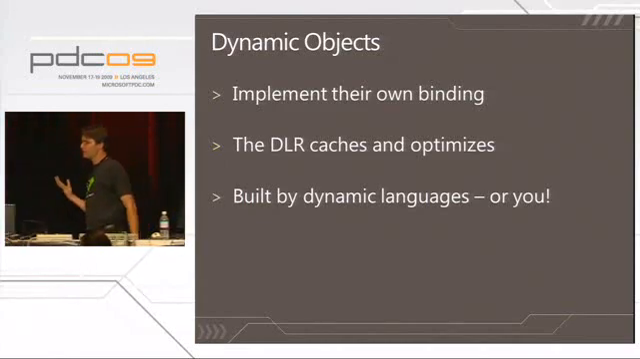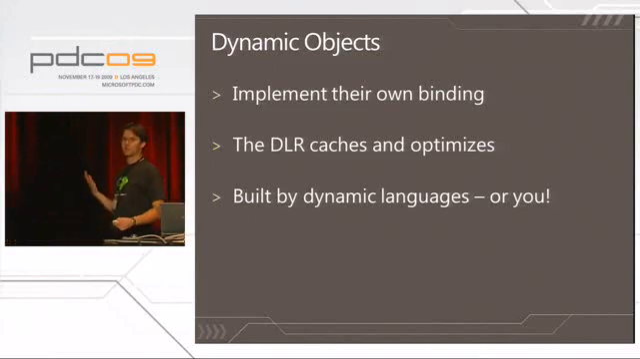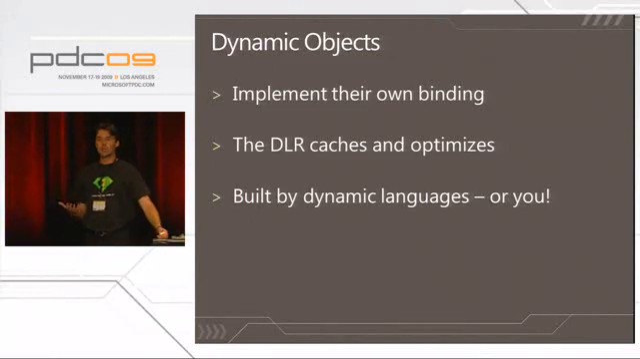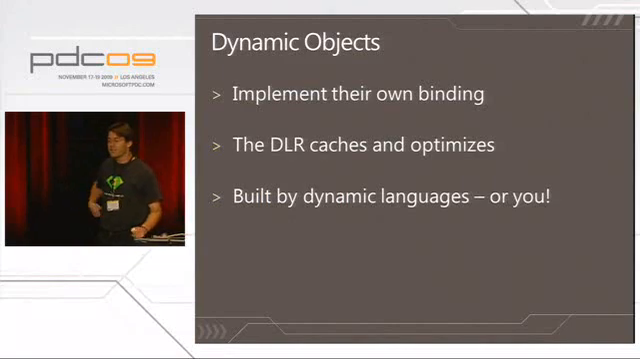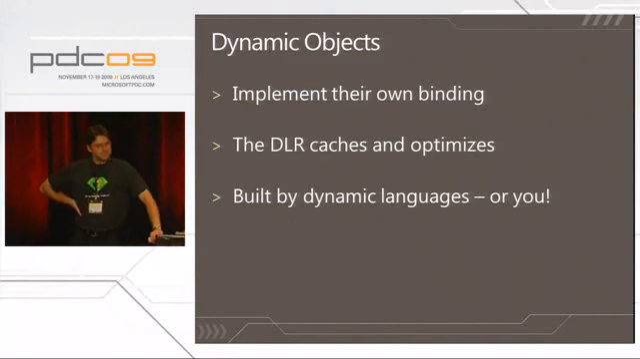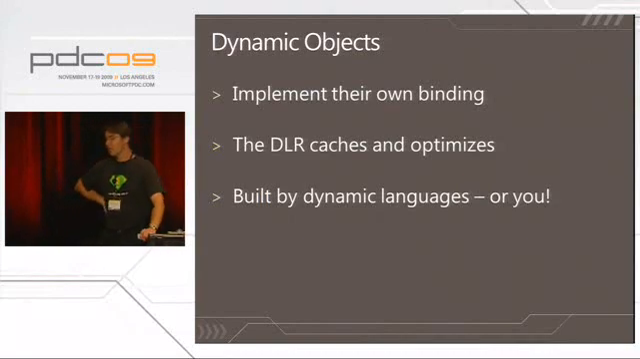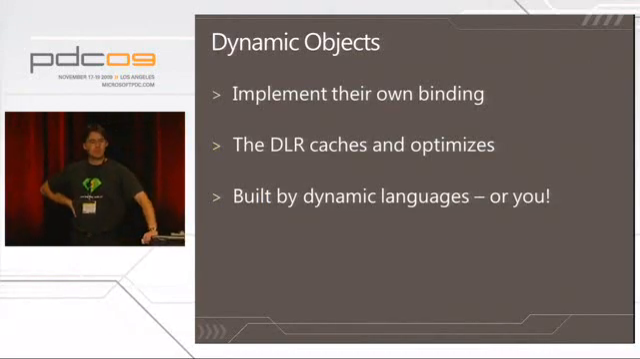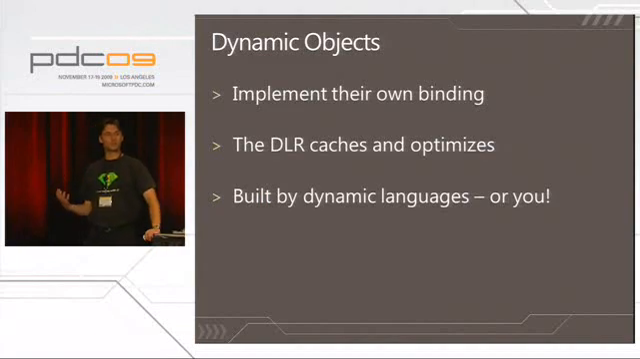The main thing to think about as a user of the dynamic language runtime, sort of an end user of things dynamic, is the notion of a dynamic object. So what is a dynamic object? Well, it's an object, but it's an object that has a special capability, which is to implement its own binding. In essence, it does its own dispatch.